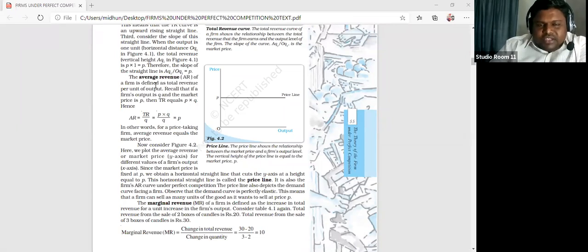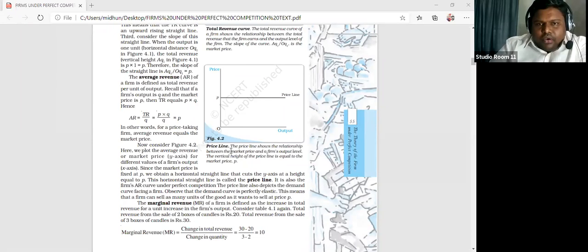So here we read already, the firm's average revenue is defined as the total revenue per unit of output. So cost of the product, that's the AR or price of the product. Price of a single unit produced by the firm is termed as average revenue here. That is, AR is equal to TR divided by Q is equal to P into Q divided by Q. Again, we will get only P here. So AR is equal to P. Clear?